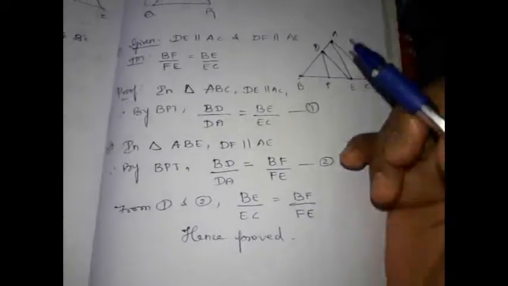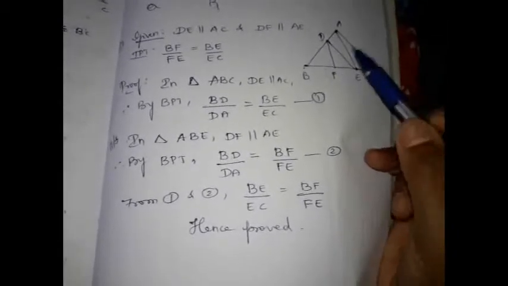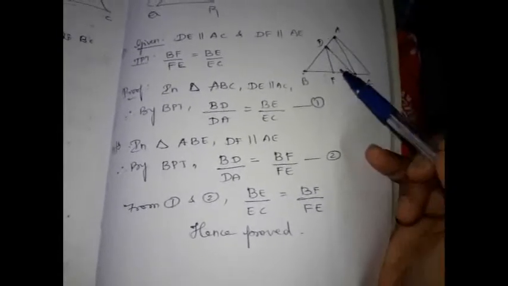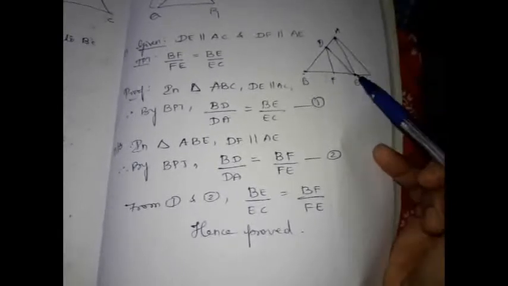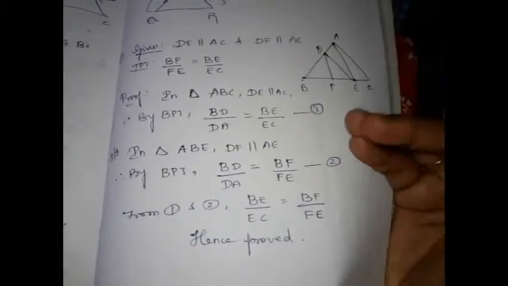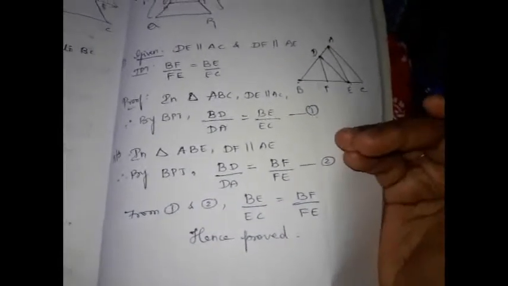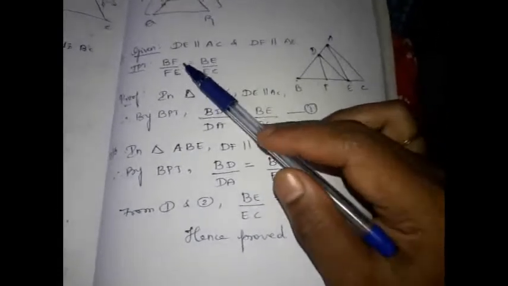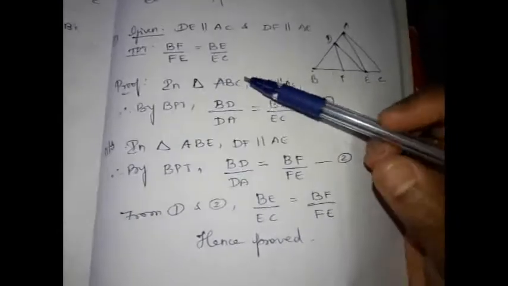So here in the question it is given DE is parallel to AC. Whenever you have a side and a line that are parallel, immediately you consider the triangle, take those two as your points and write your proportion. Whatever is there, you just write your proportion and then think in what way it can be utilized for your problem, right? So here they ask you to prove BF by FE equals BE by EC.